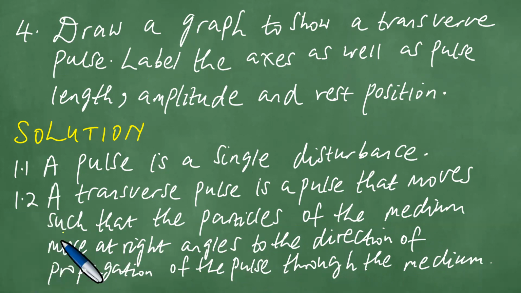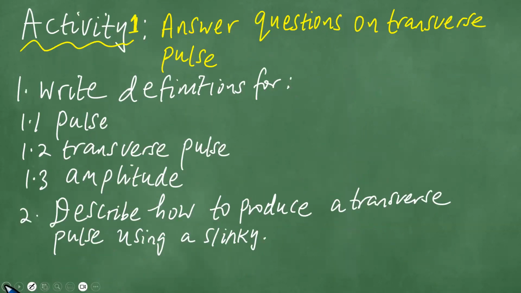Right, let's just analyze this carefully. So we have defined a pulse and also a transverse pulse. A transverse pulse is a pulse that moves such that the particles of the medium move at right angles to the direction of propagation of the pulse through the medium. Now, this is brilliant stuff. Next, we define an amplitude. What do you think an amplitude is? It's the maximum disturbance of a wave from its rest position. Well done. It is the maximum disturbance of the wave from its rest position. That's brilliant stuff. It can be written in many ways.